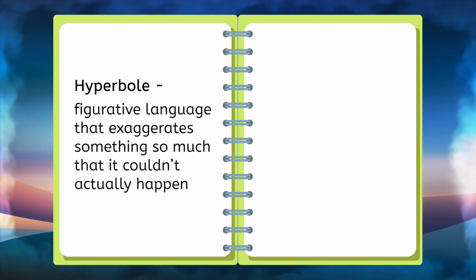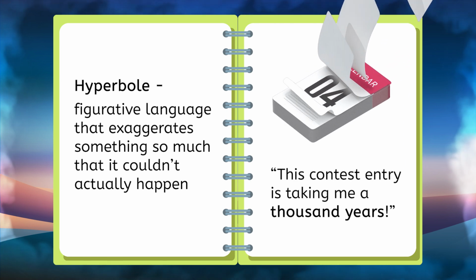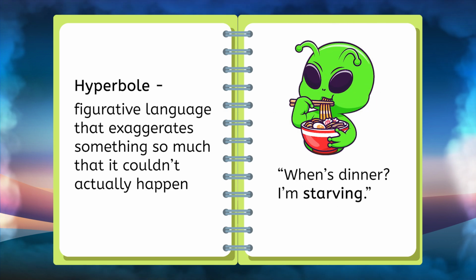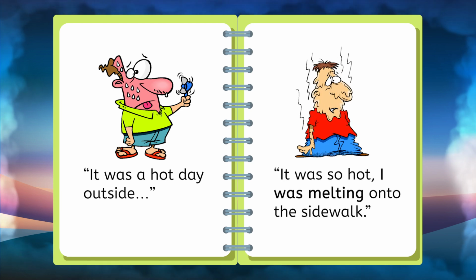Hyperbole is figurative language that exaggerates something so much that it couldn't actually happen. You hear hyperbole all the time in everyday conversations, like, this contest entry is taking me 1,000 years, or even, when's dinner? I'm starving. Hyperbole can make descriptions feel a lot more intense for readers. Instead of saying, it was a hot day outside, a writer might say, it was so hot I was melting onto the sidewalk. Nobody's literally melting, but it's a great description for what it felt like outside.